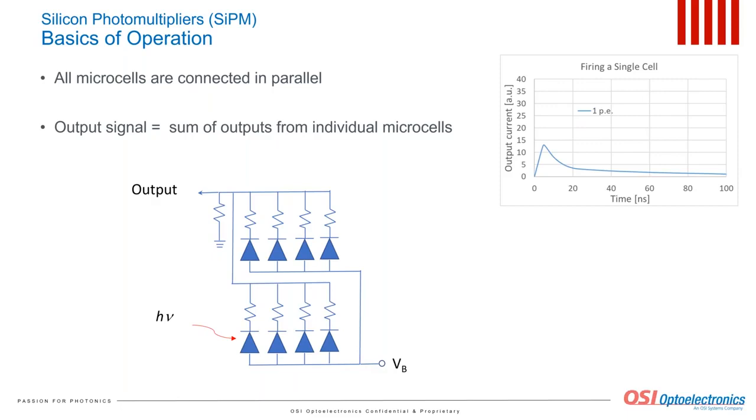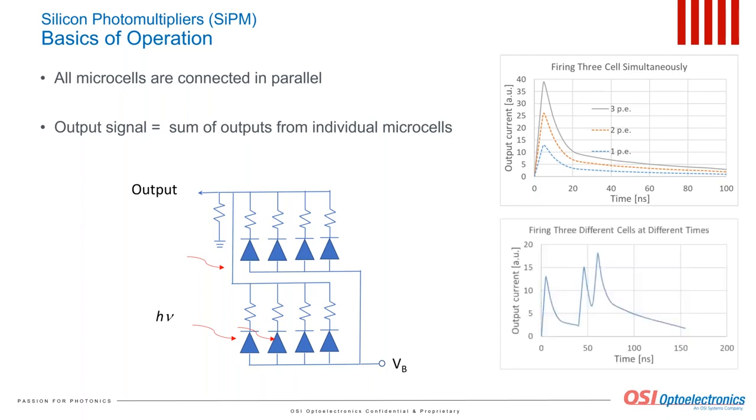If two photons arrive simultaneously, they will fire randomly two microcells, and the output current will have a twice larger amplitude. In a similar fashion, three photons arriving simultaneously will fire three different microcells, creating the output current 3 times larger than the signal from a single photon. If the incoming optical flux contains 3 photons arriving at different times, then the output current will have 3 peaks spaced in time accordingly.